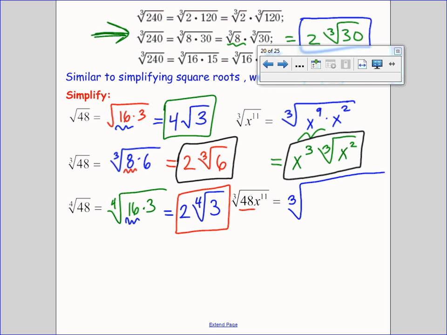Which list are we going to be using? The red list, that middle list of perfect cubes. The highest perfect cube that divides evenly into 48 without a remainder is 8. So we're rewriting 48 as 8 times 6.